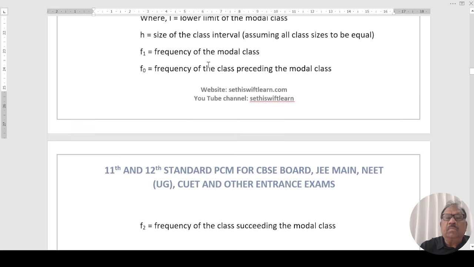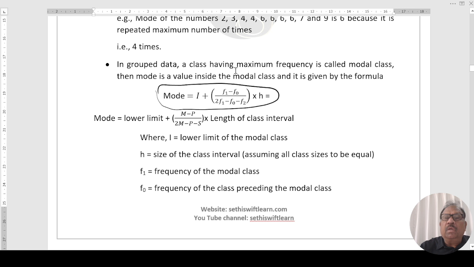This is the mode, right? So in grouped data, the class having maximum frequency is called the modal class. Then the mode value inside the modal class is given by this formula. Now you know each and every term is clear: lower limit, f1 is the frequency of the modal class, f0 is the preceding class frequency, f2 is the succeeding. So P for preceding, S for succeeding, and M for modal class. Right? Next question.